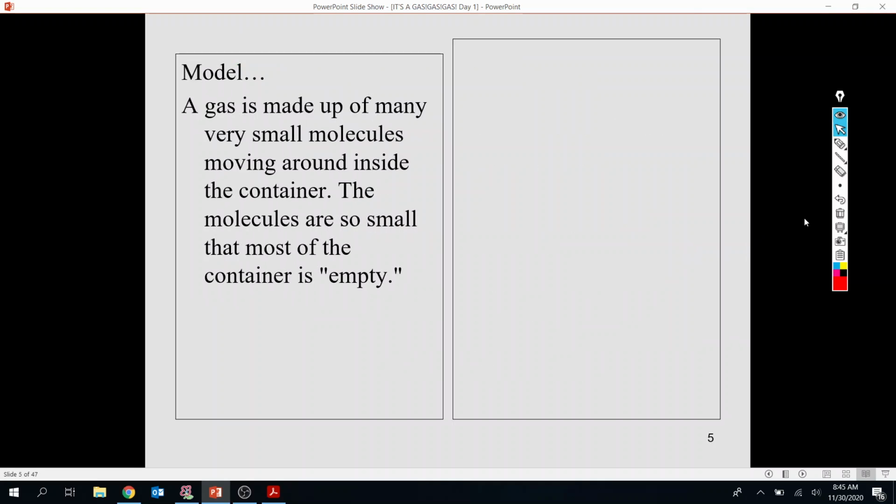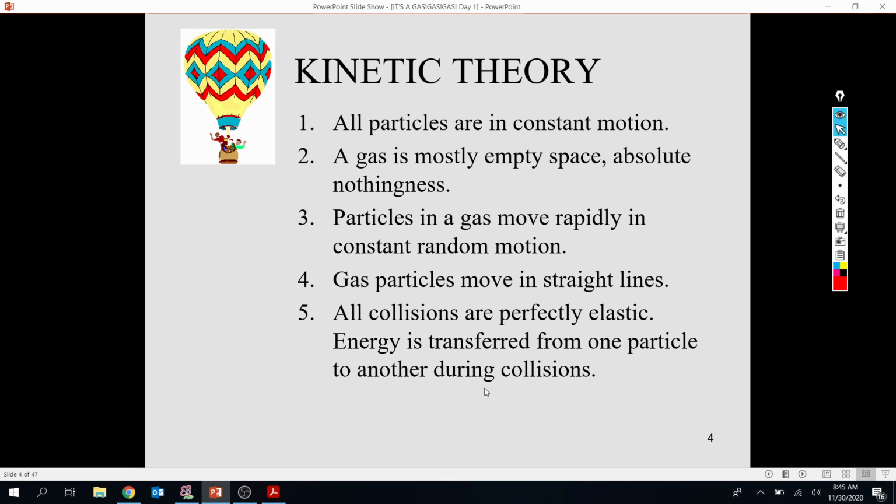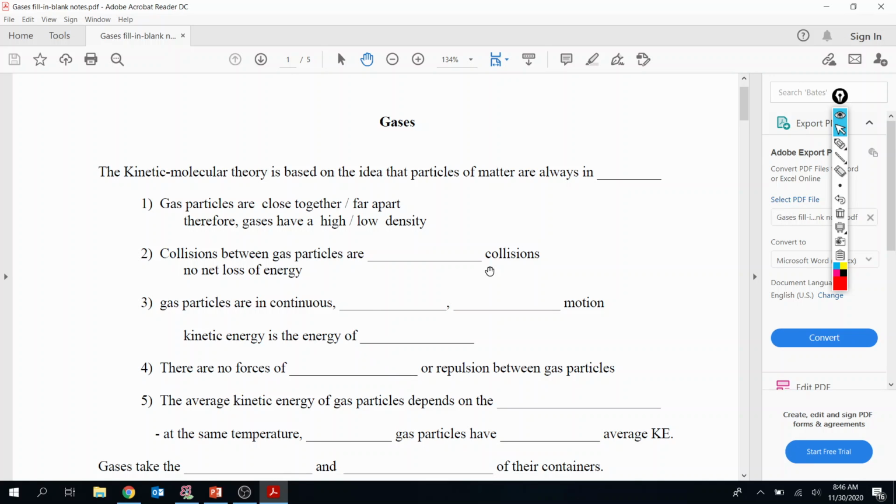I tell you what, let's go back just for a moment, and let's take a second and fill in some of our notes. Would you say that gas particles are close together or far apart? Hopefully you got from our drawings and from our discussions that they are far apart.